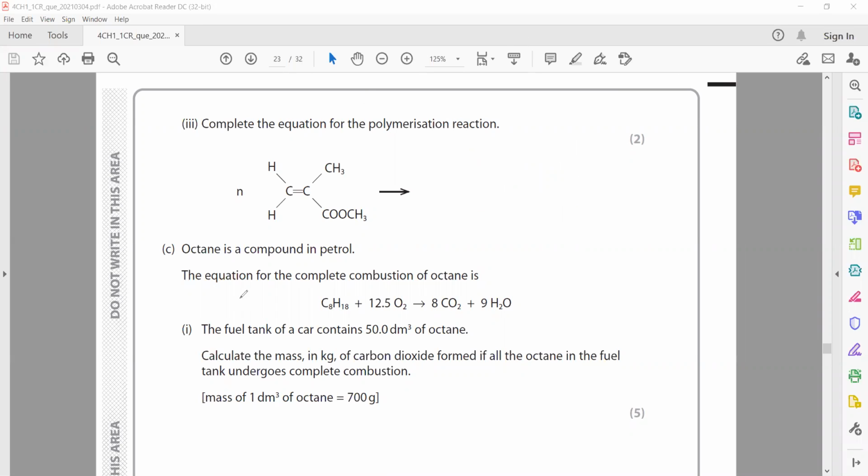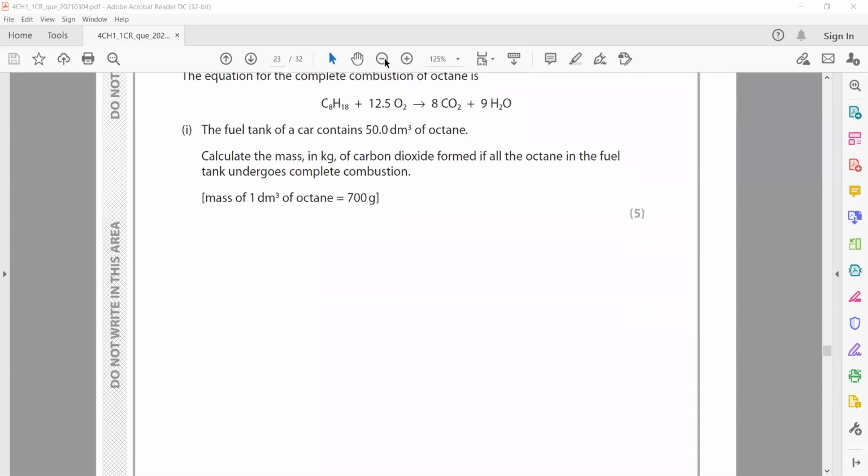Octane is a compound in petrol. The equation for complete combustion of octane is given. A fuel tank of a car contains 50 dm cube of octane. Calculate the mass in kilograms of carbon dioxide if all the octane in the tank undergoes complete combustion. So first we'll get the moles of octane, and from moles of octane we'll find moles of carbon dioxide. Moles equals volume in dm cube divided by 24. That will give us the moles of octane.